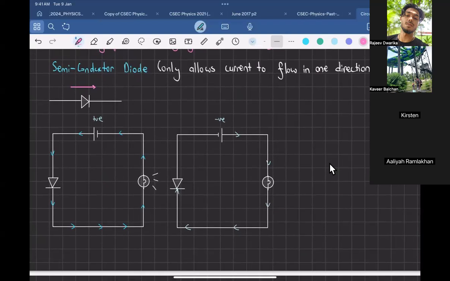Aliyah, you understand now? You can see from the diagrams that it is only allowing current to flow in one direction.